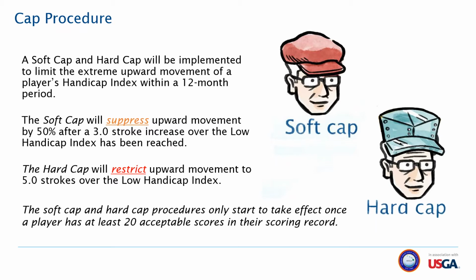Here we see the soft cap suppresses upward movement by 50% after a 3.0 stroke increase over the low handicap index has been reached. The hard cap will restrict upward movement to 5.0 strokes over the low handicap index. And the soft and hard cap procedures will only start to take effect once a player has at least 20 acceptable scores in their scoring record.